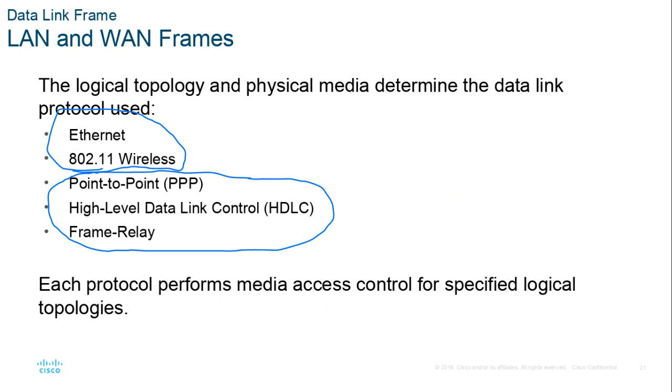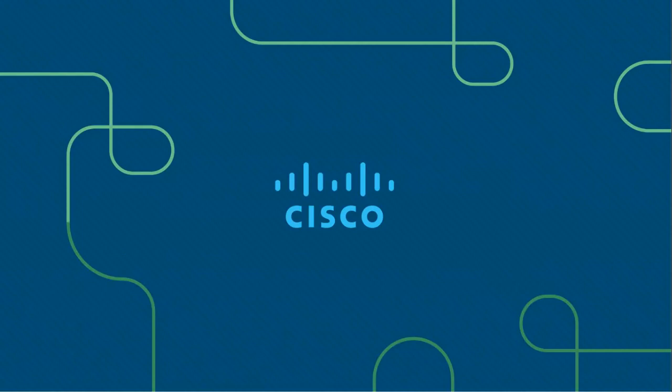So each protocol, depending on which one you use, performs some type of media access control. When do I get to send my bits out over the wire so that I can encapsulate my data and send it back and forth?